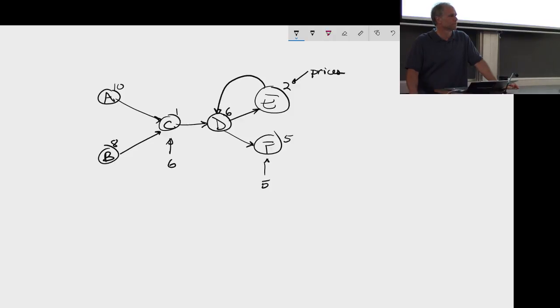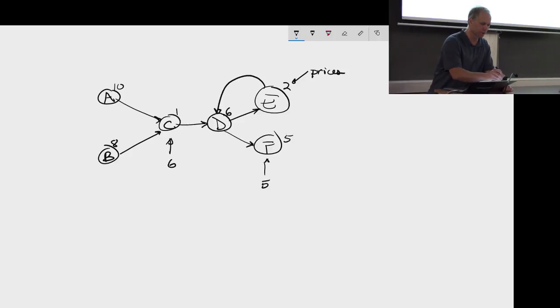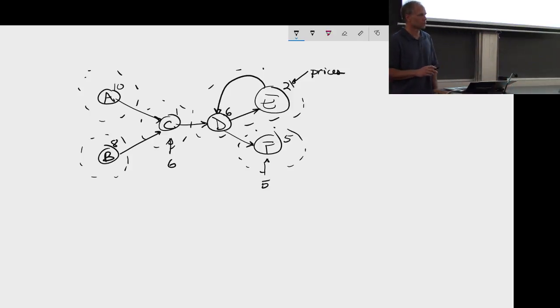Yeah? The price would be the highest cost of anything in the same strongly connected component? Or the cost would be the highest price. Well, okay, let's just, since we know it has something to do with strongly connected components, let's draw them here. So there's one SCC, there's one, there's one, here's one, and here's one.